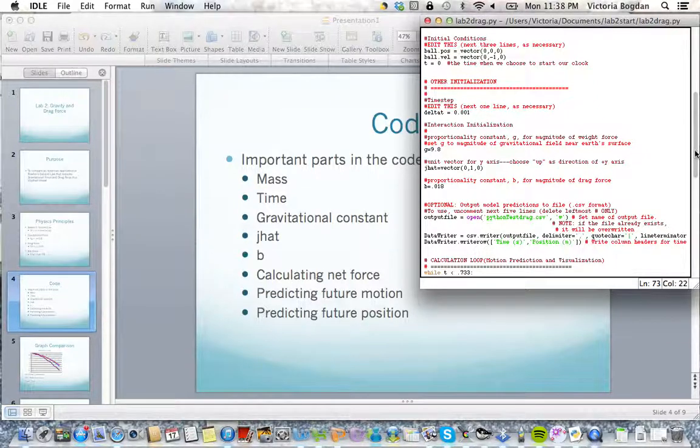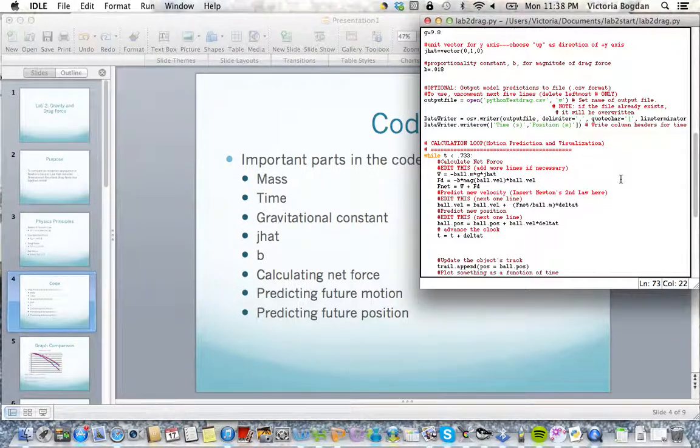My b is 0.018, which is obtained by finding final points in Tracker and changing my code until the result was the same as my Tracker one. In this part, I'm calculating the net force. The gravitational force is negative mg times j hat. My drag force is negative b times v squared. And my net force is the addition of these two forces. I'm predicting new velocity in this part of my code, and I'm predicting the new position in this part of my code.